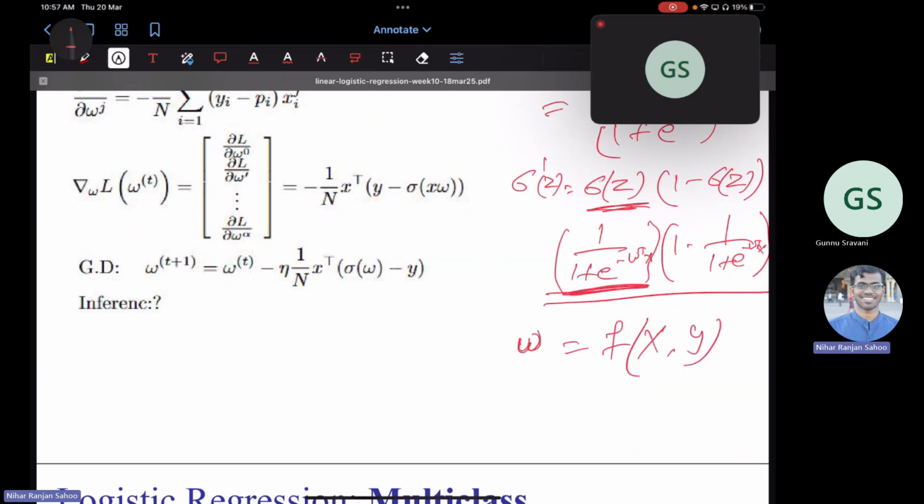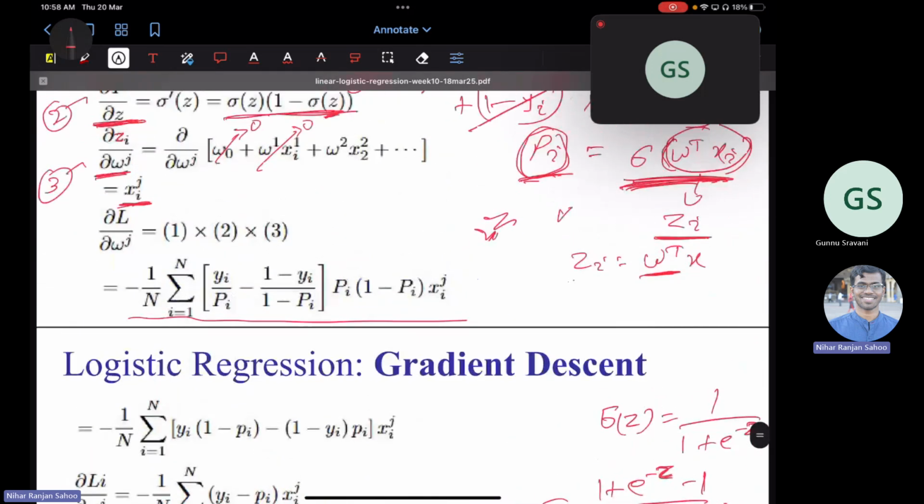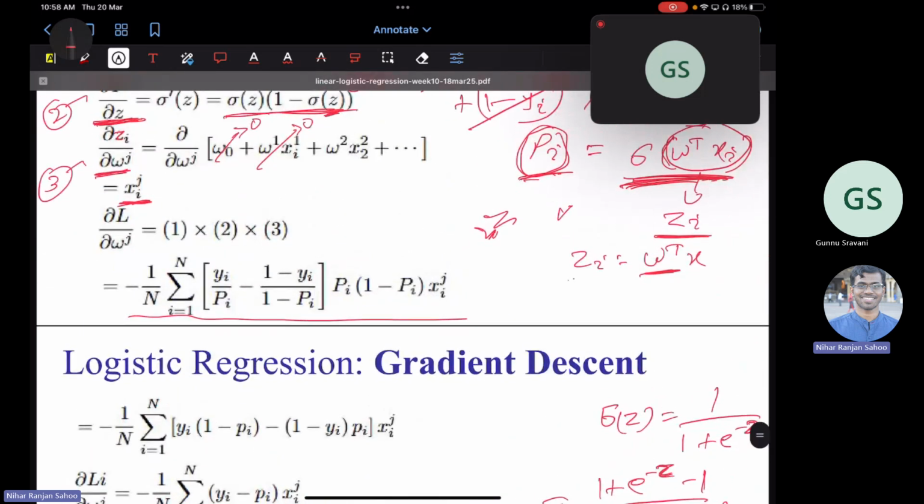As during the partial derivative this form occurs, you cannot segregate w from x anytime, because that's there in the chain rule multiplication. So it will come continuously. So you cannot segregate w from x. That's why we're unable to get a closed form solution. So the only thing we can do is gradient descent, the iterative algorithm.